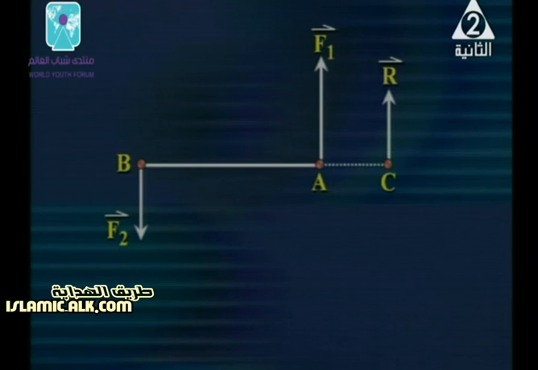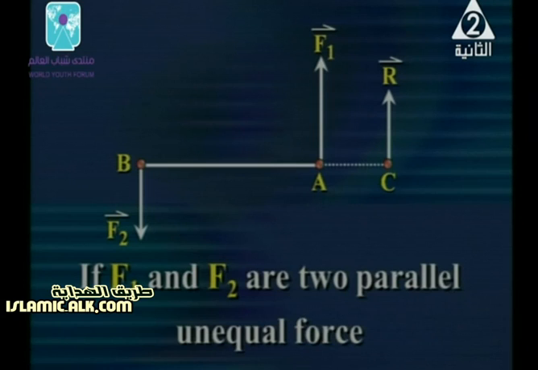When we find the magnitude of R, let's see, C belongs to the ray BA, and doesn't belong to the line segment AB. C belongs to ray BA, not to the line segment BA. R in this case equals F1 minus F2. Let F1 and F2 be two parallel unlike forces. What do you mean by unequal forces? Unequal means not equal: F1 is not equal to F2.